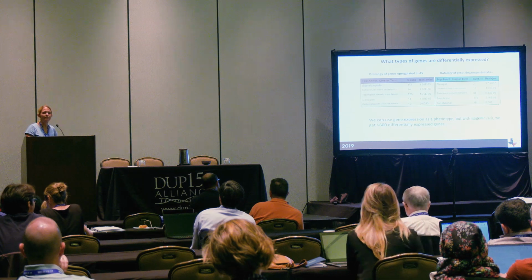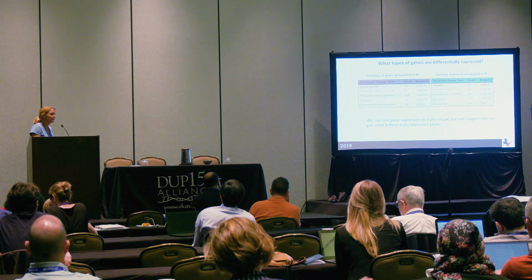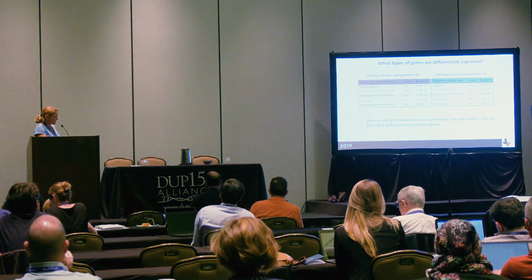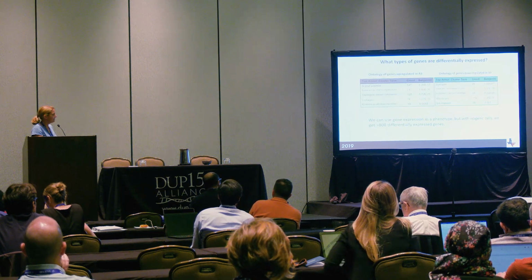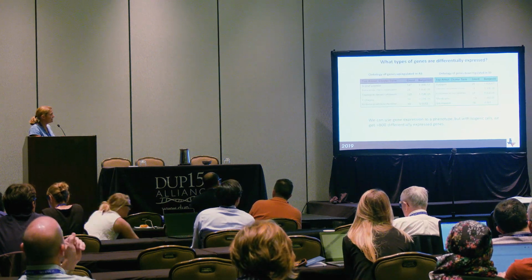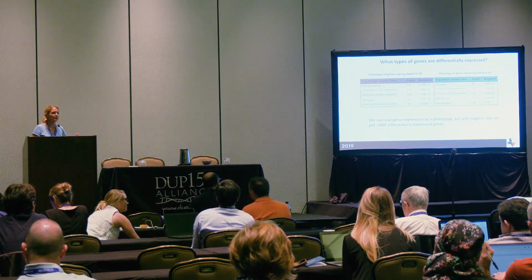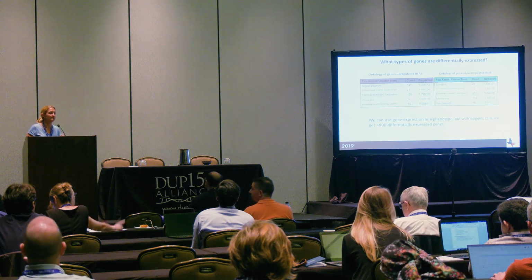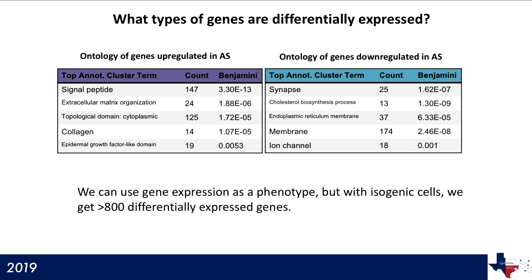So where I'm at now is I have mixed feelings about using the transcriptome as a phenotype, because on one hand, if a single gene disorder yields more than 800 differentially expressed genes, I can only imagine what's happening when you're duplicating 20 or so genes in multiple copies. So the other thing that we learned from this, though, is that we got 800 and some odd genes when we use isogenic cells, so genetically identical except for one base pair change.